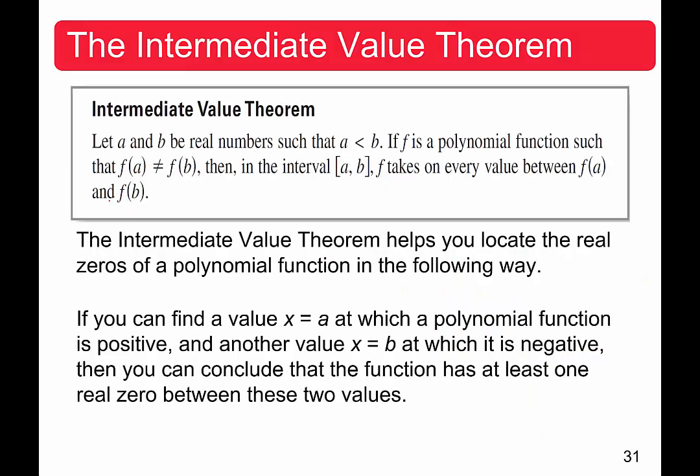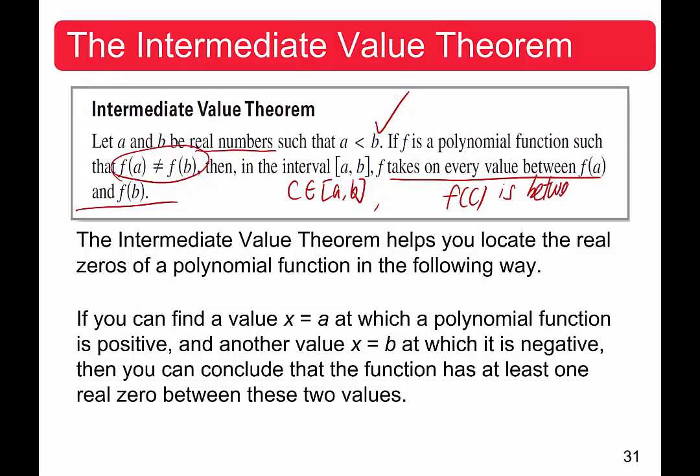Okay. So to summarize what we have for the intermediate value theorem: a and b are real numbers, a is less than b, and f of x is a polynomial function such that f of a is not equal to f of b. Then in the interval a comma b, f takes on every value between f of a and f of b. And let's say c belongs to the interval, then f of c is between f of a and f of b.